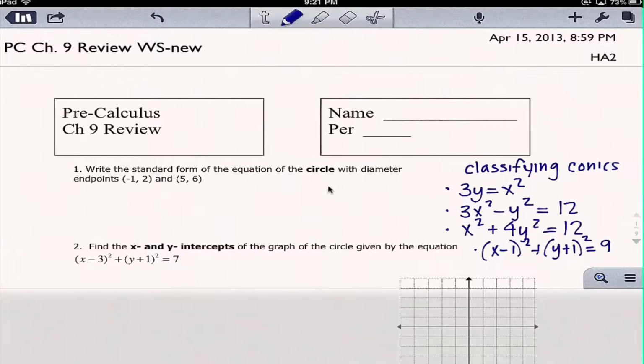Hey guys, it's Miss Miklos, and I'm going to be doing a super short review just so that we are totally prepared for our test that is coming up this week. So I'm going to use the review worksheet as a guide, but I'm definitely going to be doing some of our own stuff as well.